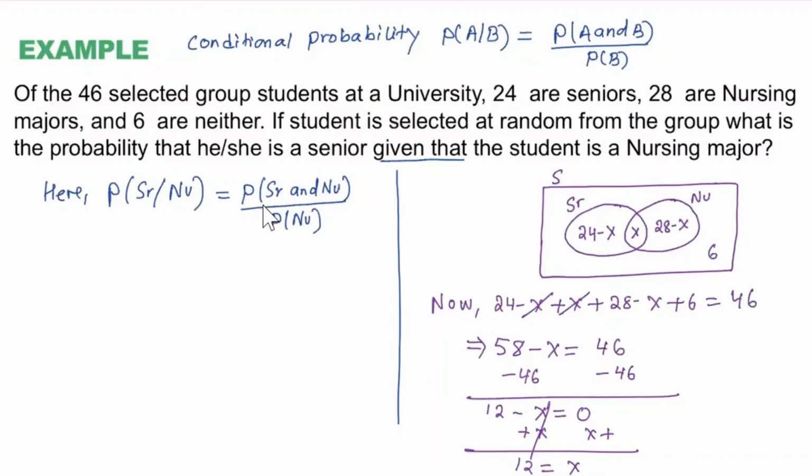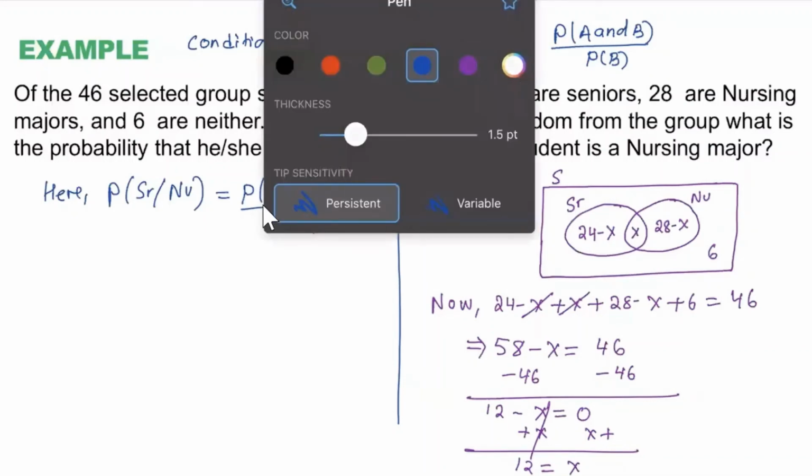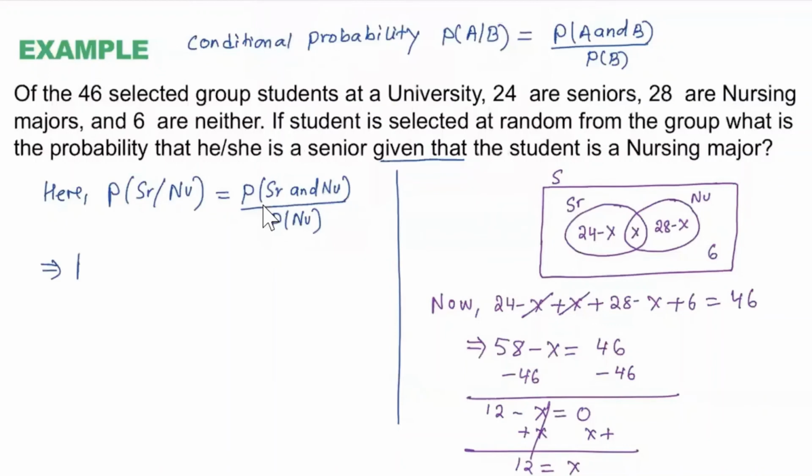Now you can plug it back in. Let's do it. So now we can calculate that probability. Probability that the student is senior, given that they are a nursing major, is equal to: senior and nursing major, there are 12. We just found that, 12 out of 46. So you can do 12 over 46 divided by the nursing major. How many students are nursing major? It's given here, 28, right? 28 out of 46. So if you simplify this, 46 and 46 cancel, you get 12 over 28.